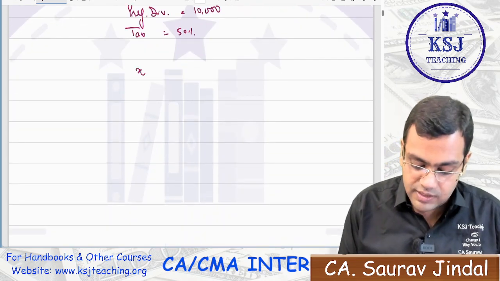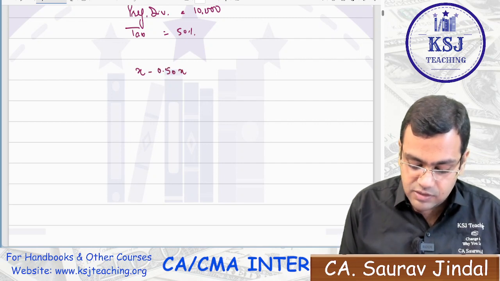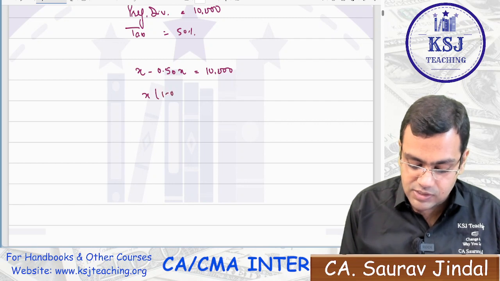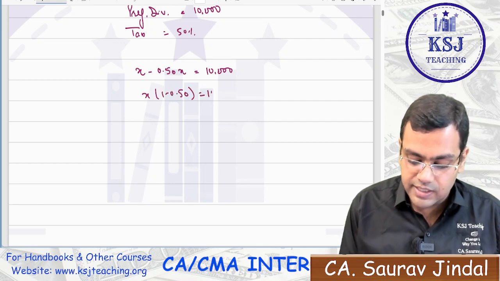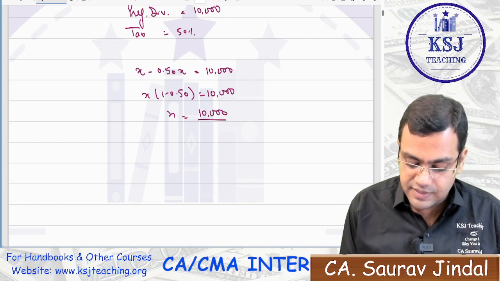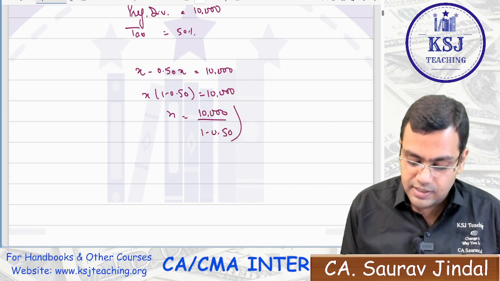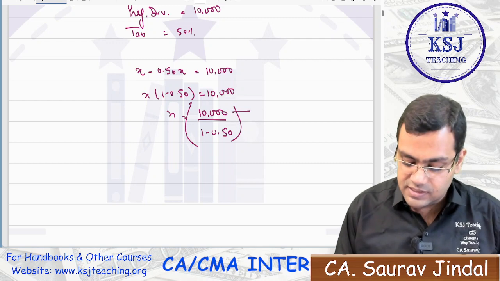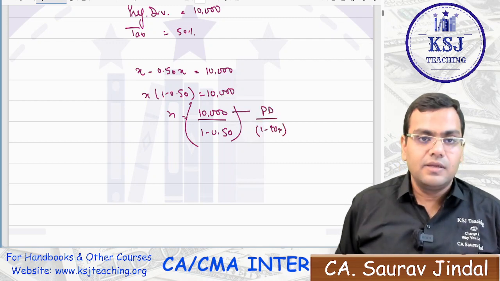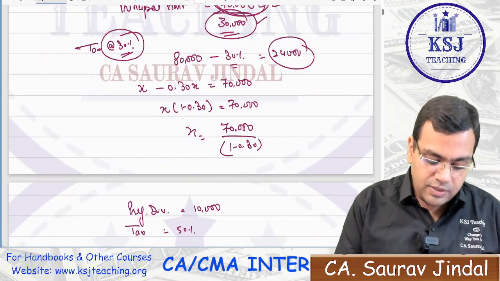So what will you have to earn? X minus 0.50X should be equal to 10,000. So X(1 minus 0.50) is equal to 10,000. So X is 10,000 divided by (1 minus 0.5). So the preference dividend is divided by (1 minus tax rate). In case of preference dividend also, we are doing the same thing, right?